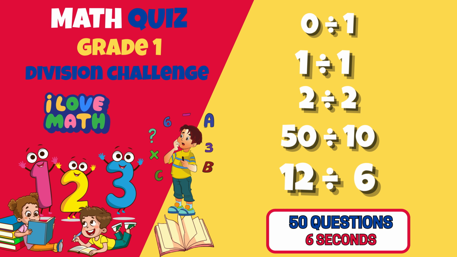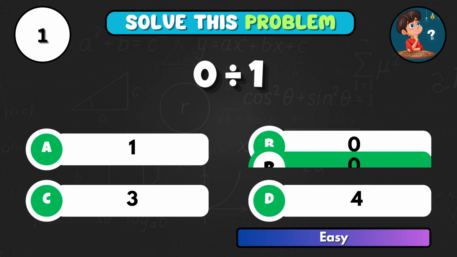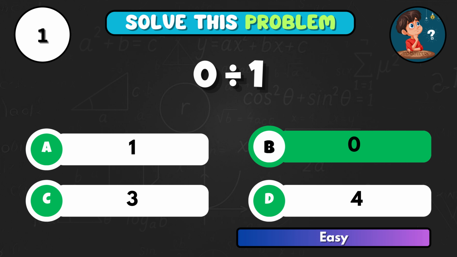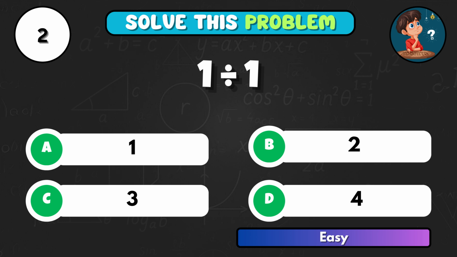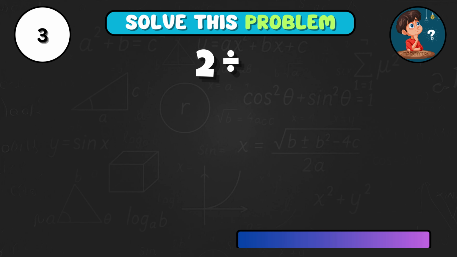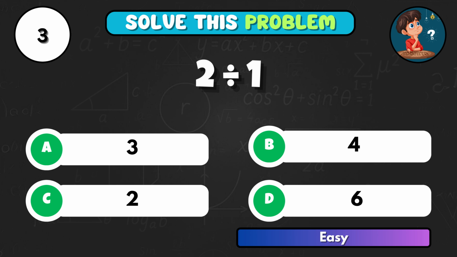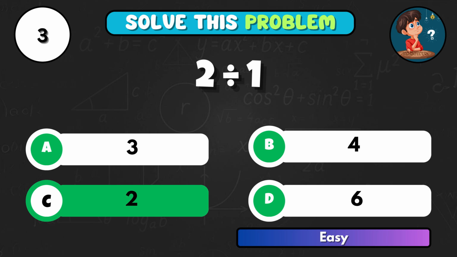What is 0 divided by 1? The correct answer is B, 0. If you take 1 and divide it by 1, what do you get? That would be A. Now, 2 shared by 1 equals? The right answer is C, 2.